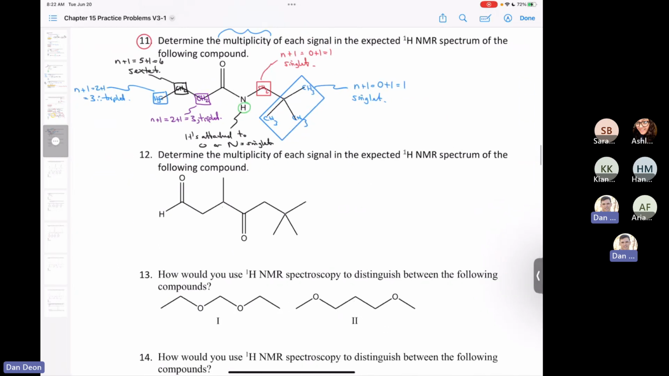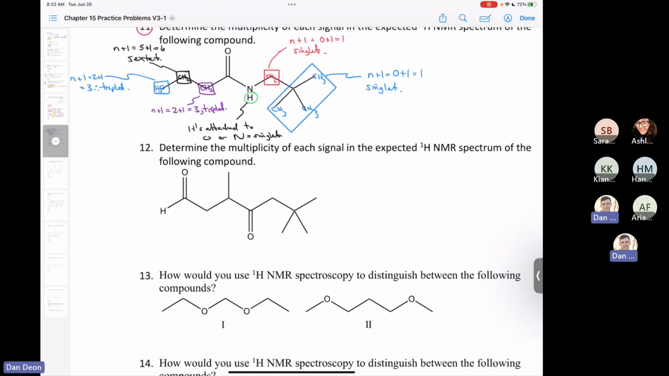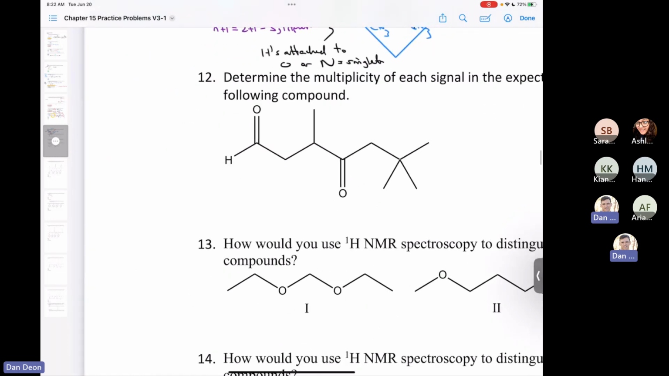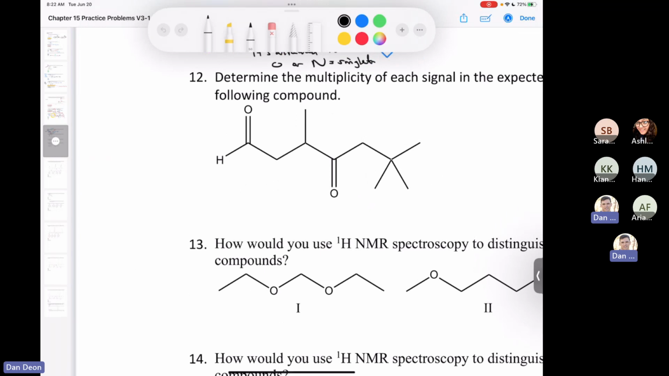It's the same kind of thing. It says determine the multiplicity of each signal in the proton NMR spectrum. So let's see here, 1, 2, 3. So another rule that I wanted to go over with you this morning is that aldehyde protons are not split. So we'll put here aldehyde protons are not split, right? Because you can see that this hydrogen is, let me use a different color here, 3 bonds away from these 2 protons that I'm writing in blue here, but it is not split. That is a rule that you need to know.